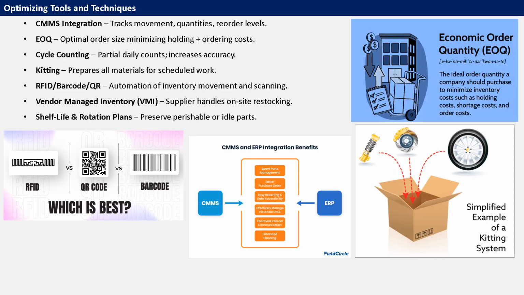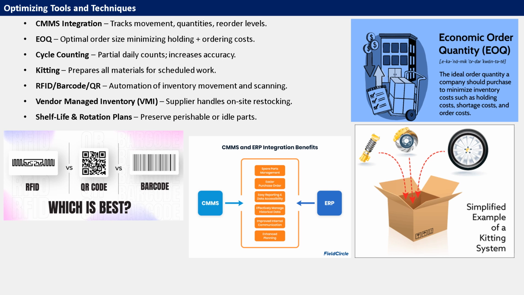Optimizing inventory management involves using a combination of systems, strategies, and technologies to ensure parts availability while minimizing cost and waste. A CMMS plays a central role by tracking part usage, setting reorder points, and maintaining visibility of current stock levels. When integrated with maintenance planning, it helps ensure that parts are on hand before jobs are scheduled.